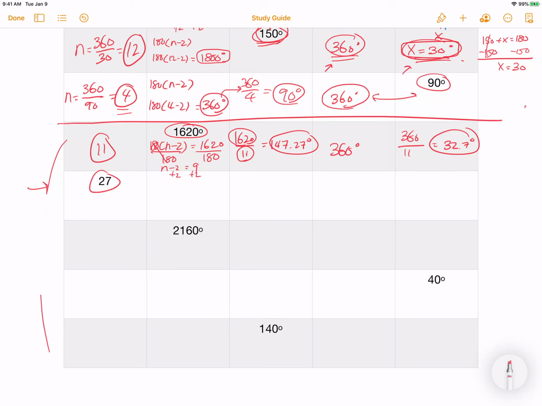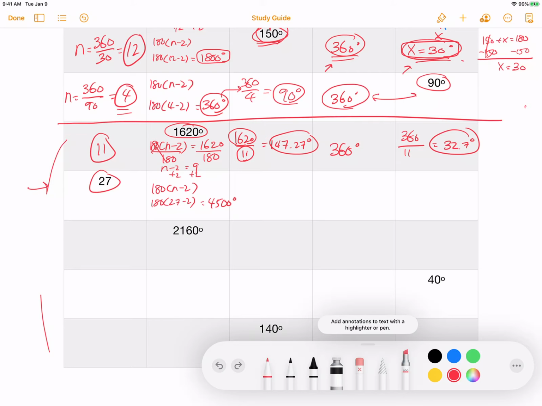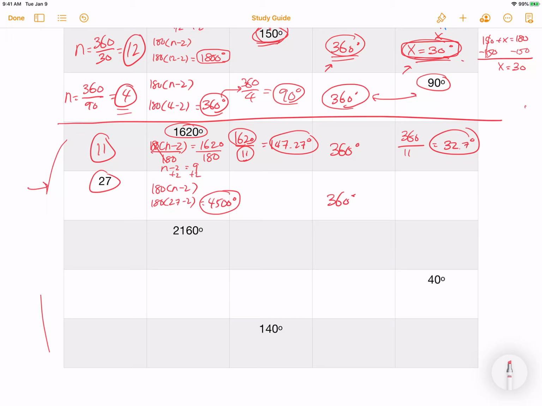All right, next one, 27-sided figure. That's easy. 180 times n minus 2, 180 times 27 minus 2. So that's 25 times 180, which will give me 4,500 degrees as my total sum. 360 degrees once again. And then I'm going to take 4,500 divided by 27. 360 divided by 27. So what I'm going to get, this one is 166.7 degrees. And this is going to be 13.33 degrees.